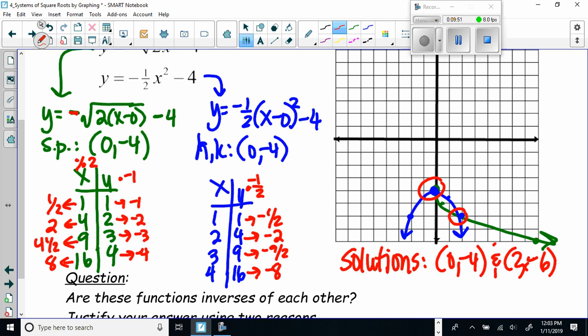Do you think I'm always going to have 2 solutions? Nah. What if that parabola had the same h, k but was flipped up? Then it would have only had one solution. If that parabola was concave up and moved up a few units, then I would have no solutions. Okay, so don't always expect to get two solutions. You might have one solution, you might have no solutions.